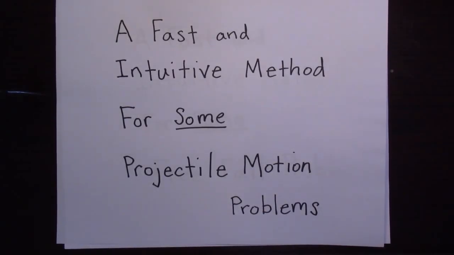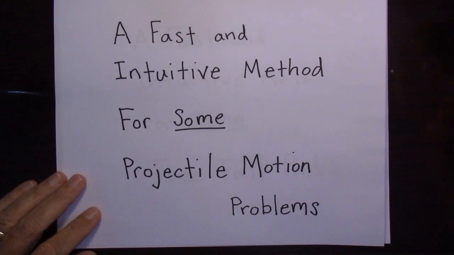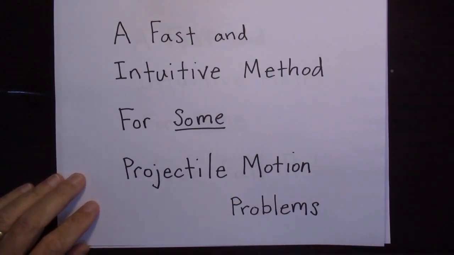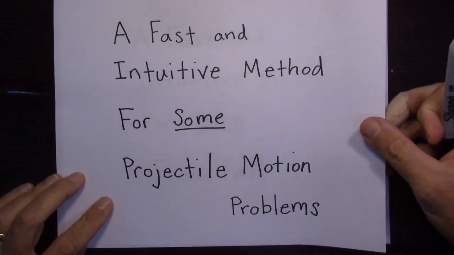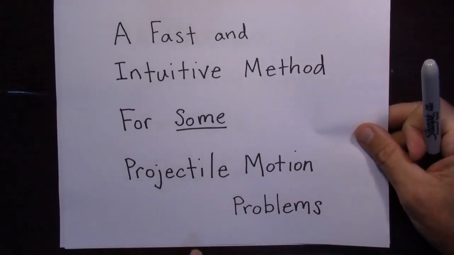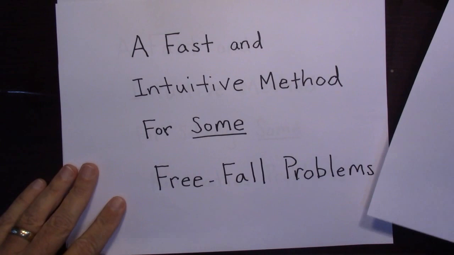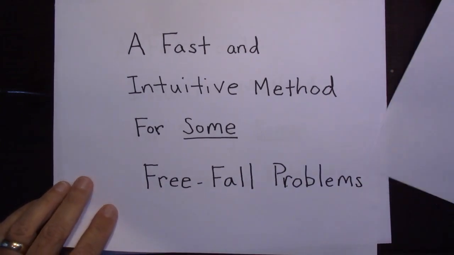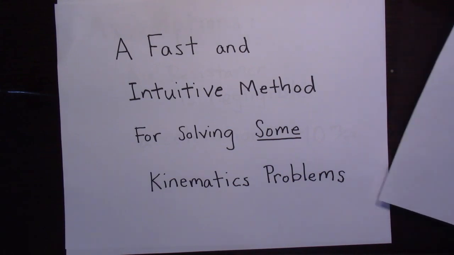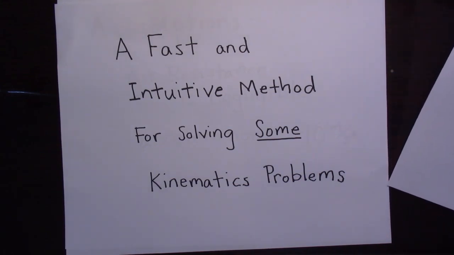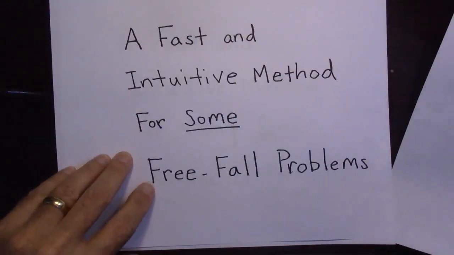Hi, this is the third of three videos on using a fast and intuitive method for finding quick answers to kinematics problems. This one is going to be focused on projectile motion problems. In order for this to make sense, you're going to have gone through this one on free fall. And before this makes sense, you'll have to have gone through this one on kinematics. I'll try and put links to these in the video description so that you can easily find them.